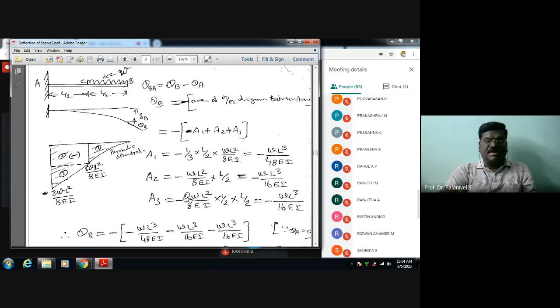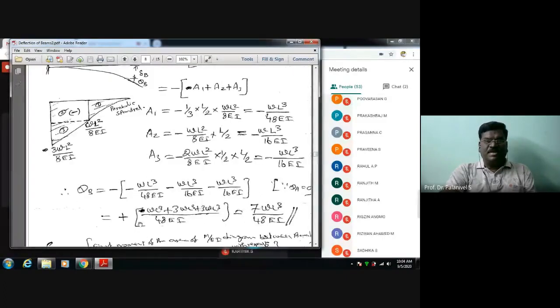That is determined as 2WL square by 8EI. This minus this, if you do it, gives only this ordinate. We have done it and got an expression. Now, theta B is equal to minus the sum of all these things. So you'll be getting an expression: 7WL cube by 48EI.